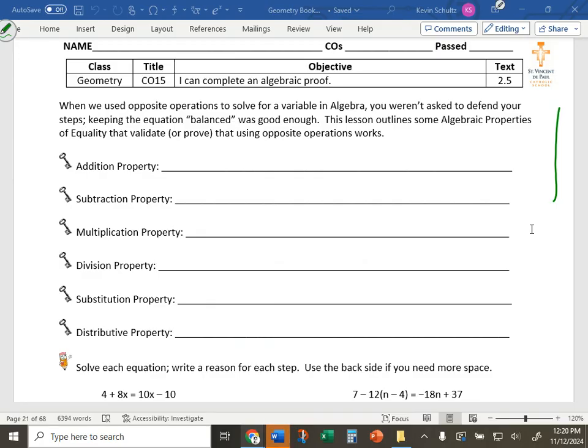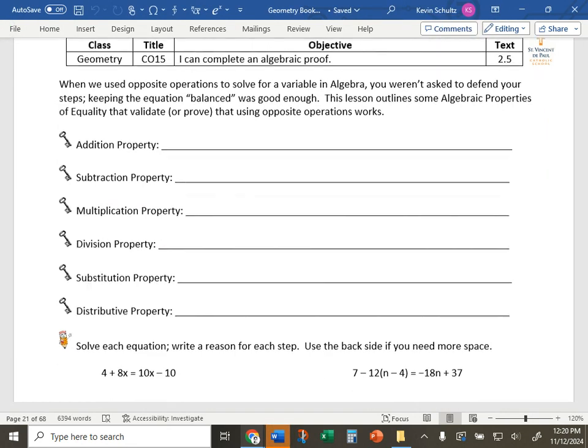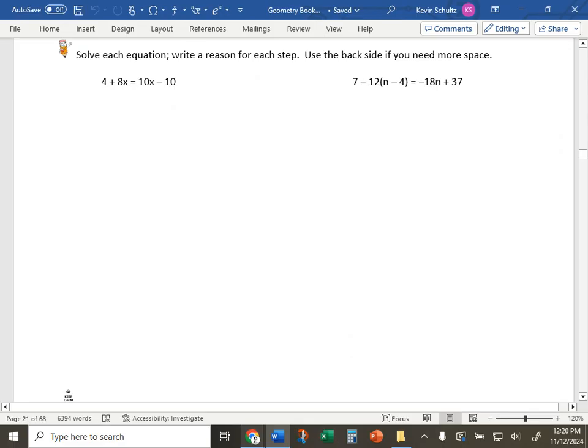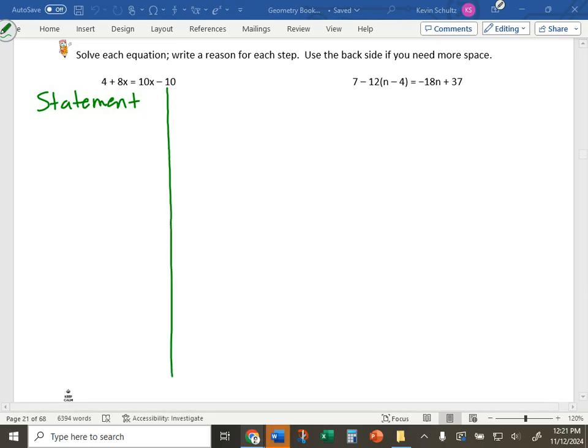So here we go. We're going to practice writing proofs with solving equations because you already kind of have an idea of how this is supposed to look. We're just going to do it as a formal proof. It says solve each equation, write a reason for each step, use the backside if you need more space. Hopefully we don't. There's a lot of space here. But to do a formal geometric proof, you need to make a statement and then have a reason. So you are stating something and then giving a reason to support it.